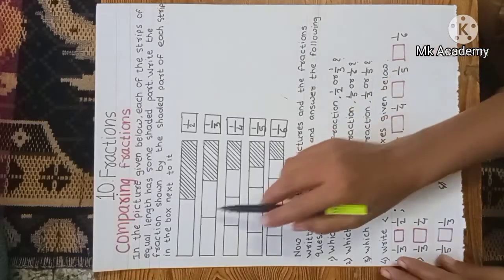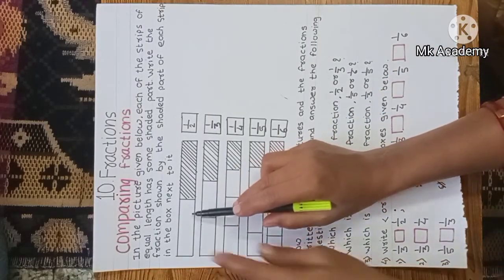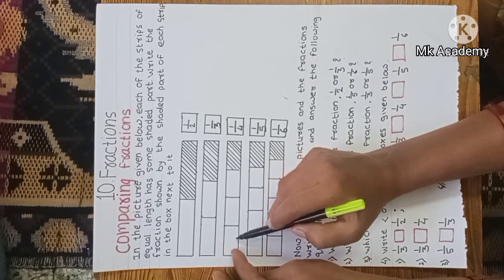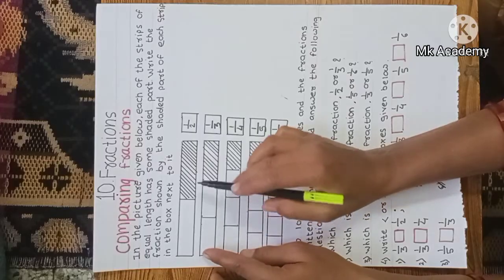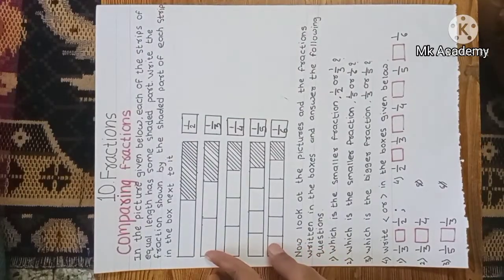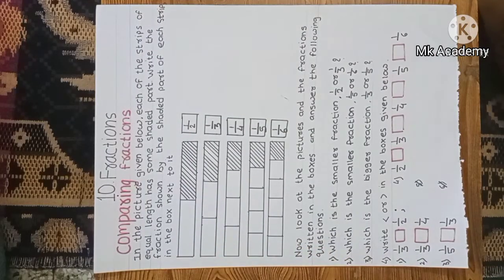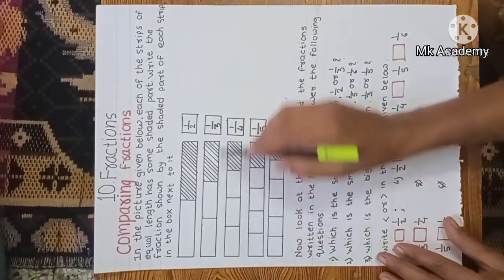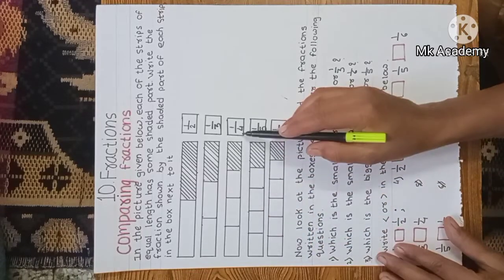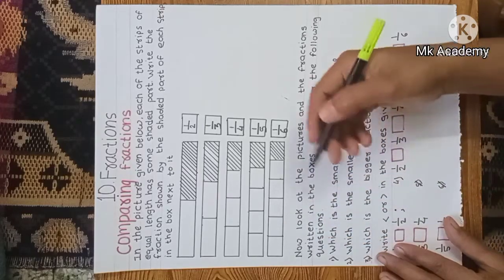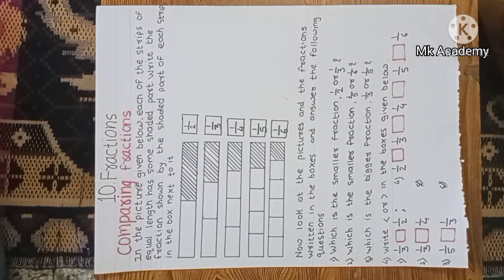Here in this strip, see, this is 1 by 2. This part is big, this part is small, then small, again small. It means when we divide the strips into more and more parts, the fraction becomes smaller and smaller. Understood? See, this 1 by 2 is big, then 1 by 3 is smaller, then again smaller, and this again smaller. Understood? It means when we divide a strip into more and more parts, the value of the fraction becomes smaller.